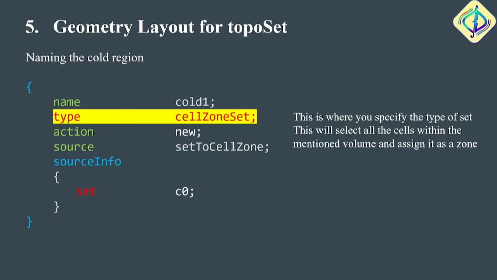Then again we come to the type, that is your cell zone type. Over here you will specify the type of set you're using. Again, this will select all the cells that are within your mentioned volume and assign them as a zone. So in simple terms, you're grouping the cells within the mentioned source info or set type, and you're grouping all of those cells under one designated name, cold one. So all the cells selected within that zone will be defined as cold one. Okay, so that is your cell zone type.